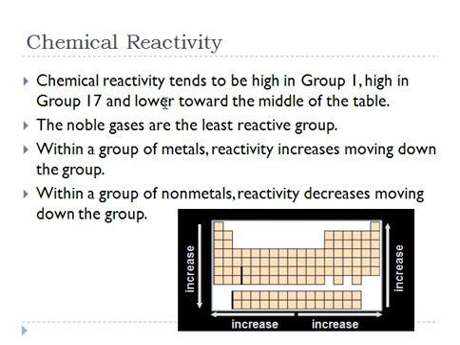So as I go down a group in the metals area, so that's sort of on this half of the periodic table, the ones at the bottom of a row are more reactive than the ones at the top of a column there. And then within the nonmetals, the opposite is true. The ones at the top are the most reactive, and the ones at the bottom are the least reactive.